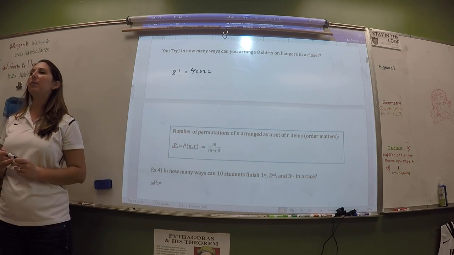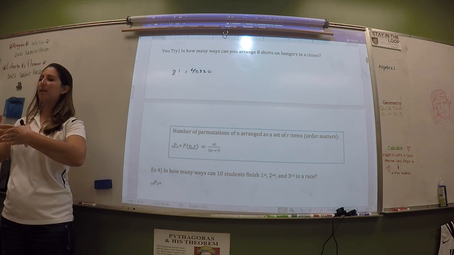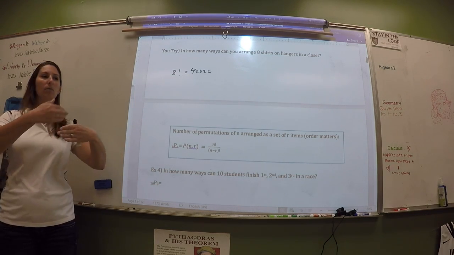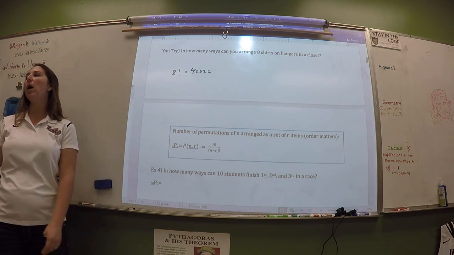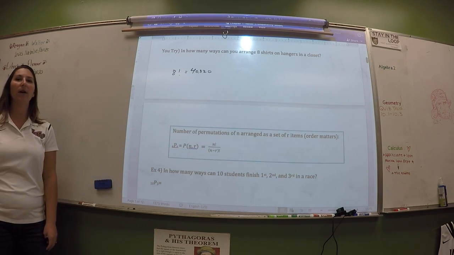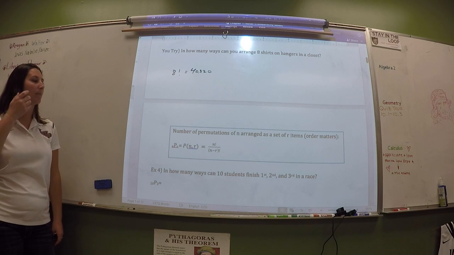Those are simple permutations where you're just doing things that are one after another, like things in a closet. When I said before, single file line. So if there's 10 of you, how many different ways can we get a single file line? That would be 10 factorial. Are we going to have a quiz just on this stuff? Because that would be easy.